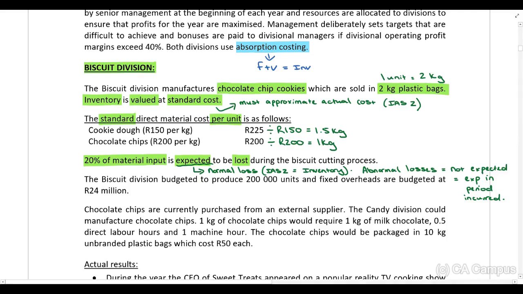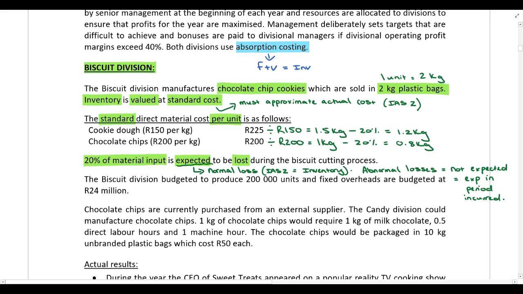However, we know that there's a loss in the production process, that 20% of the material that they input is expected to be lost. So for both of the materials over here, 20% of what they input is going to be lost. So if they input 1.5 kilograms of cookie dough, they will only get 1.2 kilograms out the other side. And if they input 1 kilogram of chocolate chips, they will only get 0.8 kilograms out the other side.